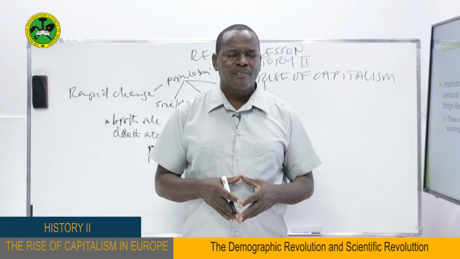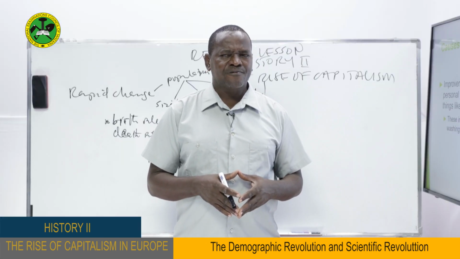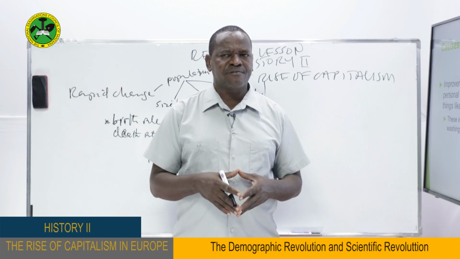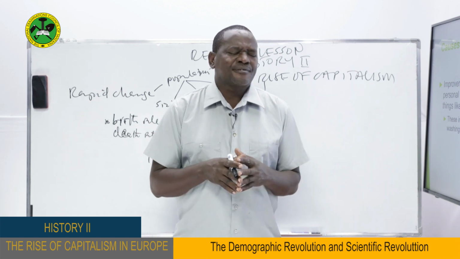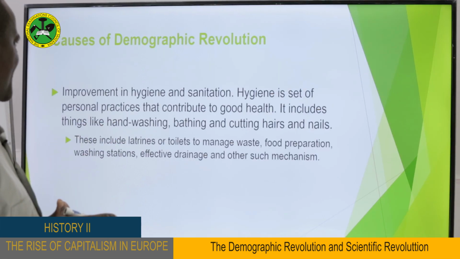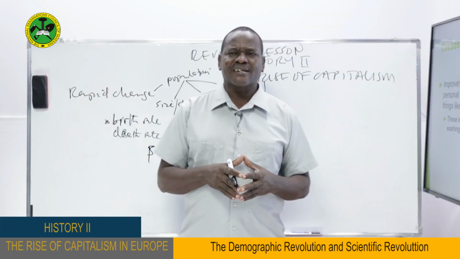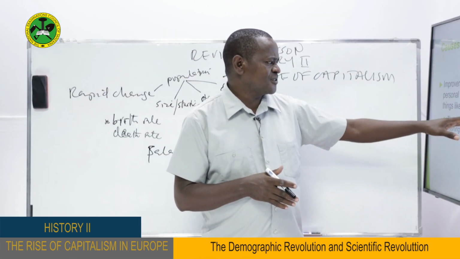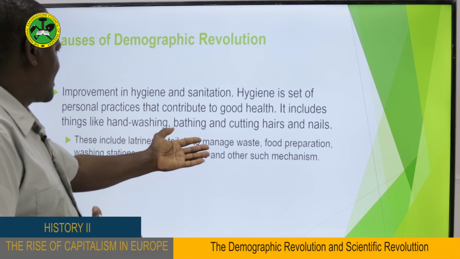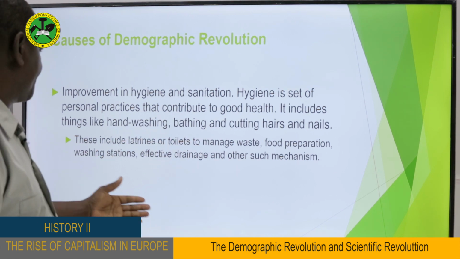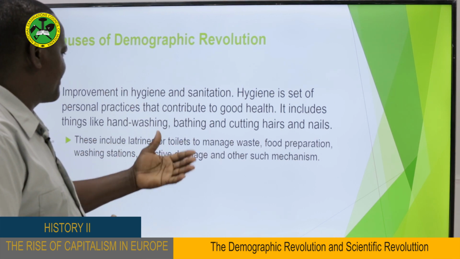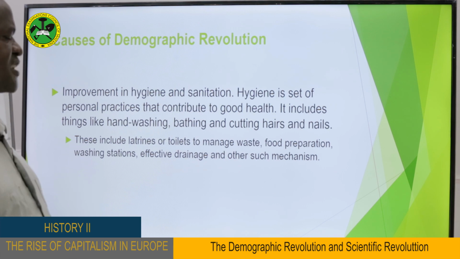And this, of course, was very important for people's personal health. They were able to prevent some diseases which are associated with unhygienic practices and so on. And this was done by establishing public latrines or toilets to manage waste, food preparation, washing stations where people could go and get baths, effective drainage systems, and other such mechanisms.